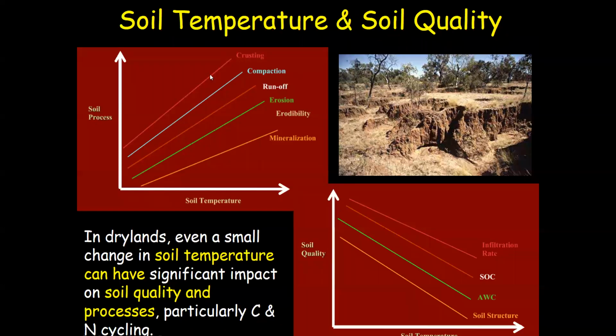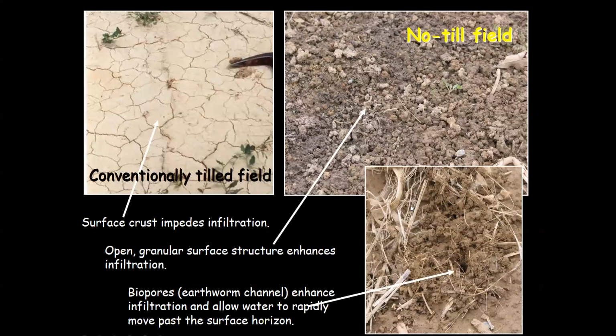Here we can see that the soil processes of crusting, compaction, runoff, etc. are all increased by increasing soil temperature. Soil quality, such as soil structure, available water capacity, soil organic compounds, and the infiltration rate, all decrease with increasing soil temperatures. So what we eventually end up with is this, a conventionally tilled field where we basically have surface crust impeding infiltration of water, compared to this no-till field where we have little tunnels where the water can infiltrate, we have an open granular structure, good aggregation, etc.